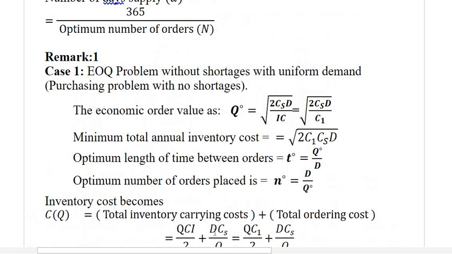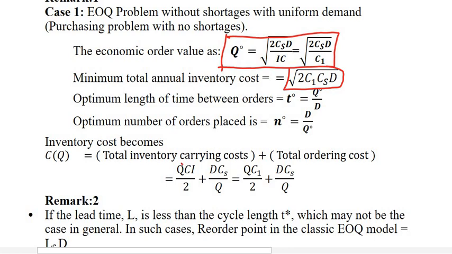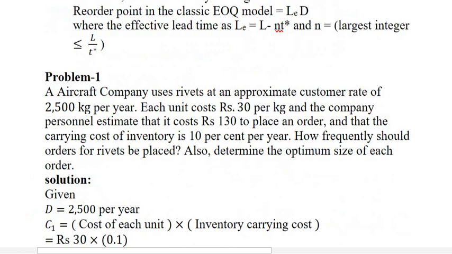Now we'll just recollect all the ideas in a remark. In this model, with shortage and with uniform demand, economic order quantity Q star or Q dot can be written in the form of these two formulas. And the minimum annual inventory cost is this one. The time period of ordering interval is equal to Q divided by D, and the number of orders is D by Q, and total inventory cost becomes this one. Especially it is Q star or Q dot. It is Q star. Now we will move further.